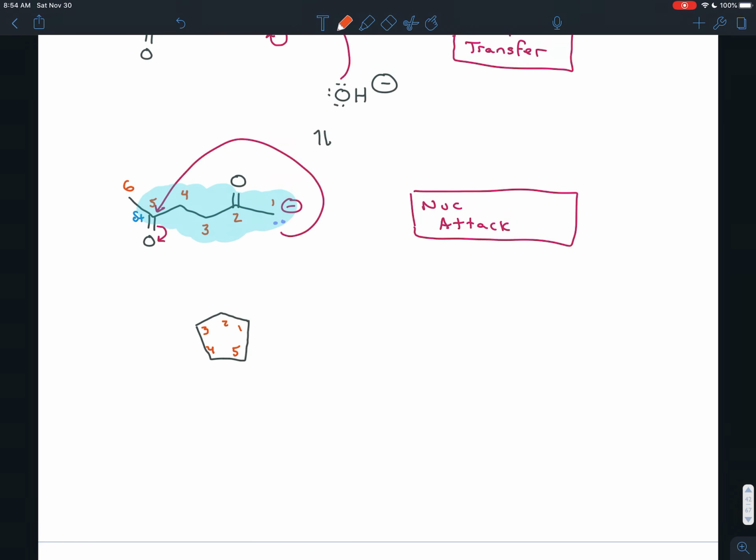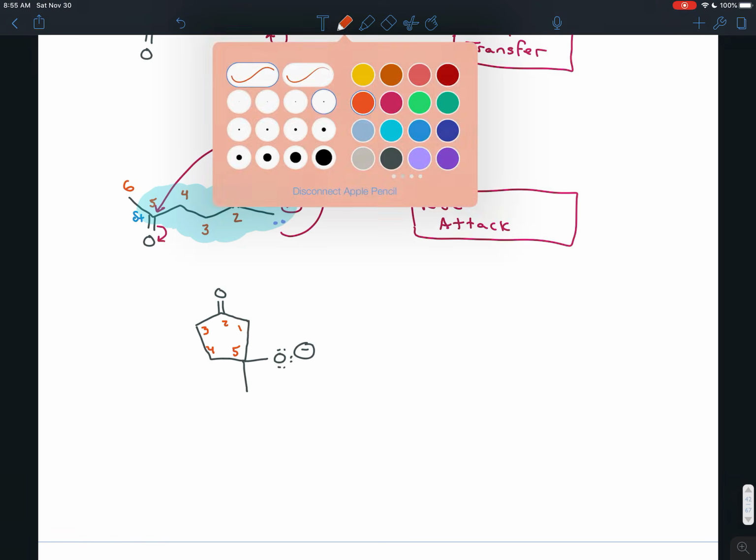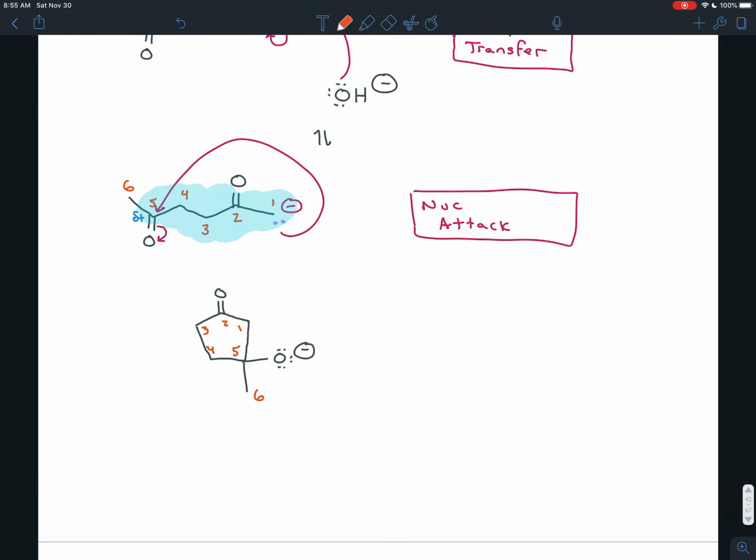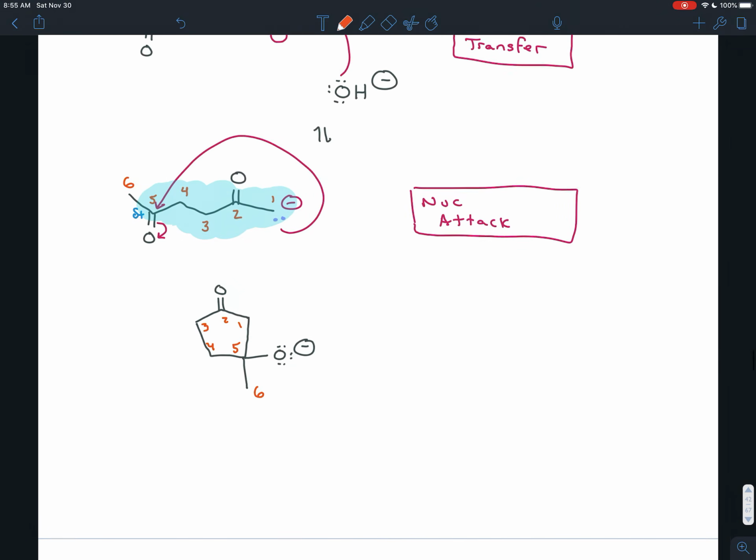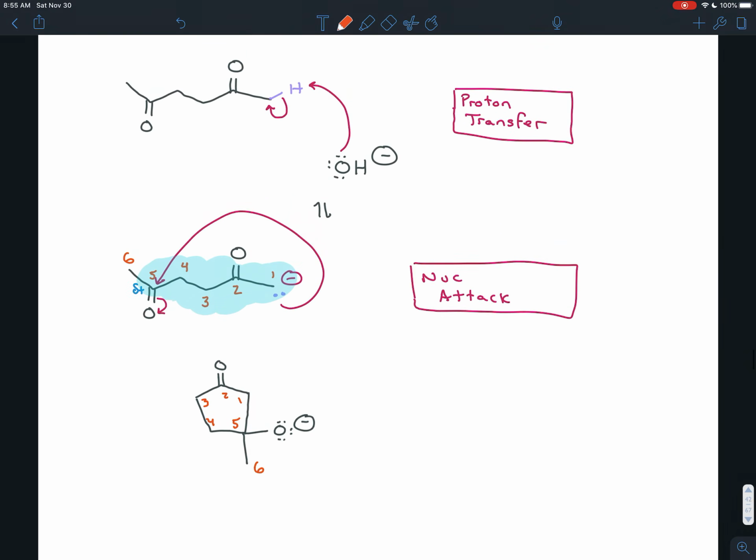On carbon number 2, we're going to have a carbonyl. On carbon number 5, we're going to have 2 things. We're going to have a single bond to an oxygen, which now has 3 lone pairs and a full negative charge, and we'll also have a methyl group, the 6th carbon. Okay, so that's our product so far.